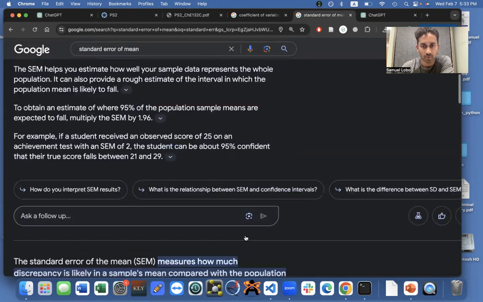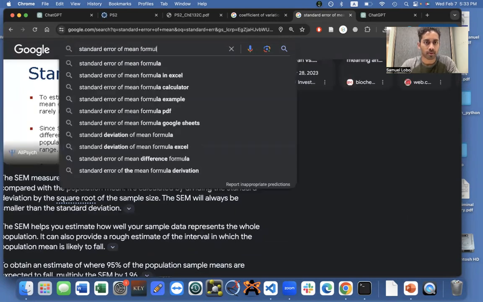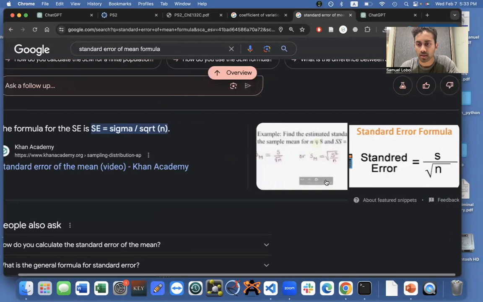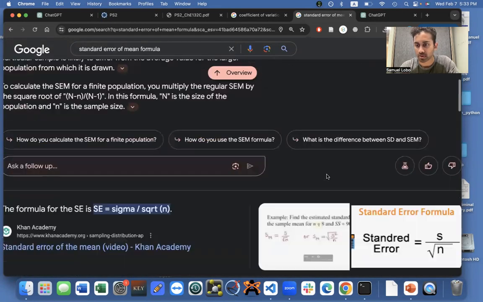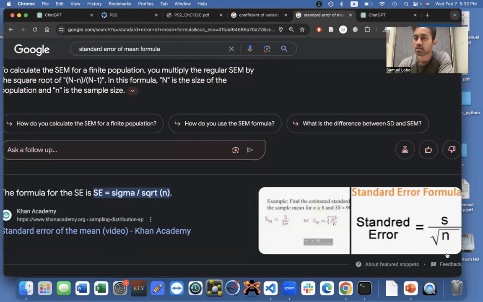So is there like a formula for it? Let me type formula. Yeah, it looks like it's the standard deviation over the square root of the number of samples. And I guess the intuition here is, as you collect more and more values of n, like more and more samples, you're gonna be more and more confident about what the mean is.